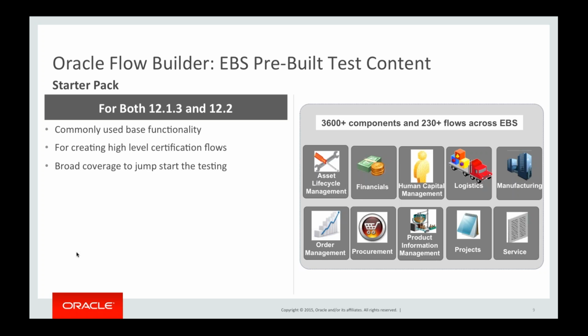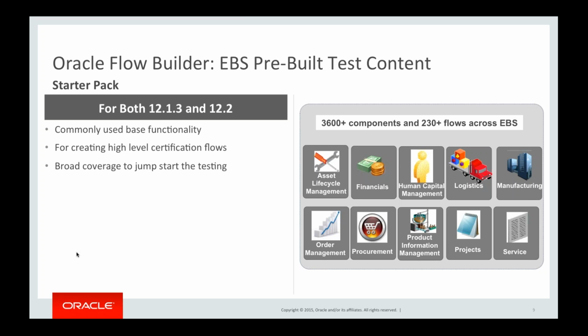So all you need to do is just add your data and let it rip, assuming you have generic flows. If you have customizations, you can update your components and the flows would still work because the flows look at the latest set of the components. Now, the starter pack covers the products across eBusiness Suite, as you can see. It covers mainly certification flows, end-to-end flows, key business scenarios, to make sure that your product is not dead out of the box, basically. So this is a starter pack.